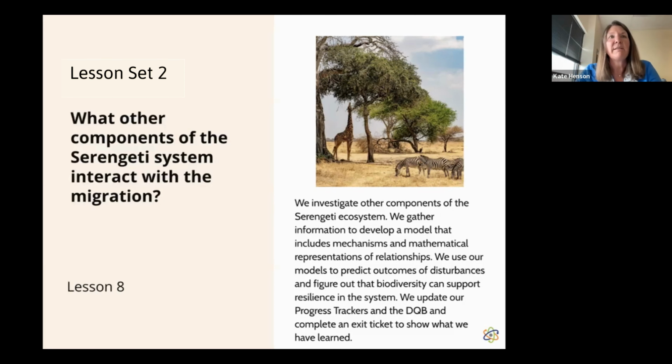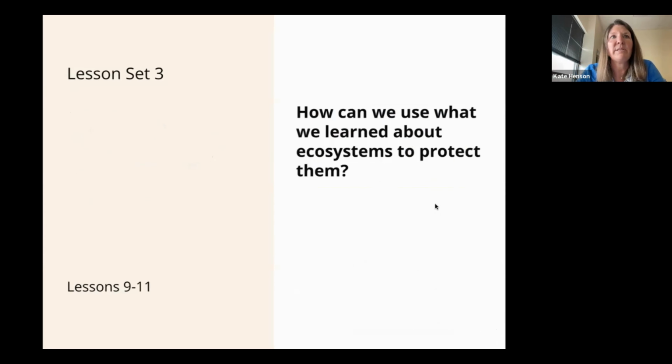And then we move on to lesson set 3, where we start to really dive into the human interactions in the system. And what students are introduced to are three actual real proposals for building a road through the Serengeti that they are able to investigate. And so they look at how and why humans might want to build a road through the Serengeti, and they think about how that might disrupt the ecosystem.